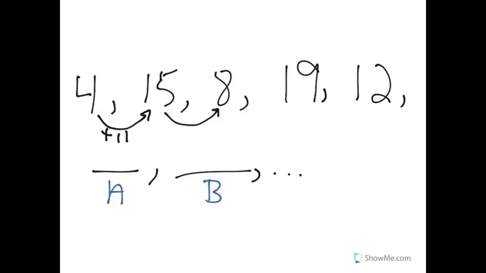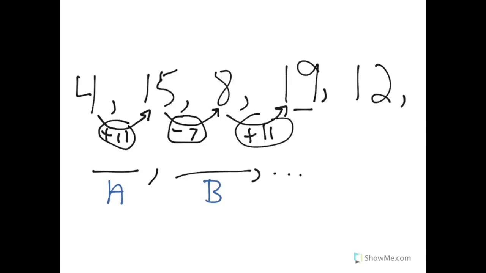To go from 15 to 8, I can't divide 15 and get to 8, not with any whole numbers. So that has to be subtraction. 15 minus 7 gives us 8. So it looks like our pattern might be plus 11, then minus 7. Let's see if that holds up. If that is true, 8 plus 11 will give us 19, and it does. So far we have plus 11, minus 7. Plus 11, and if we take 19 minus 7, we end up with 12.